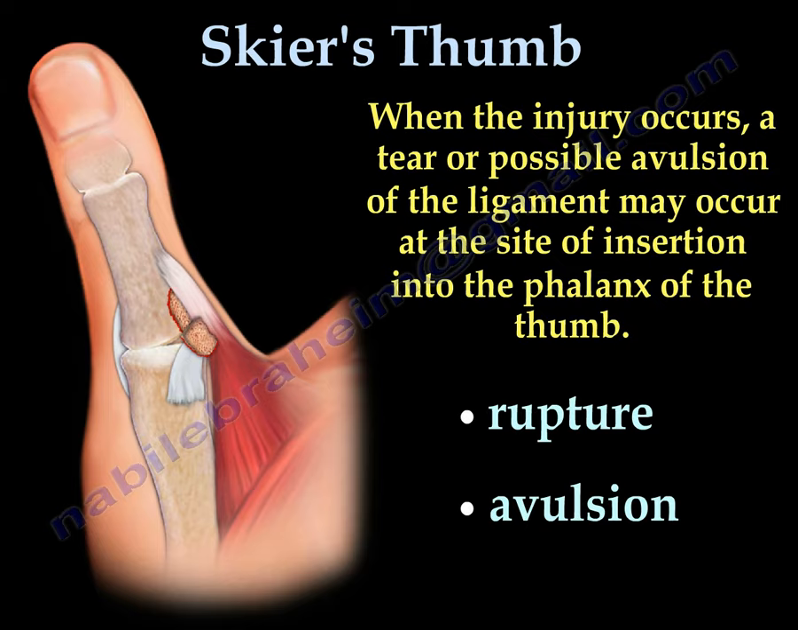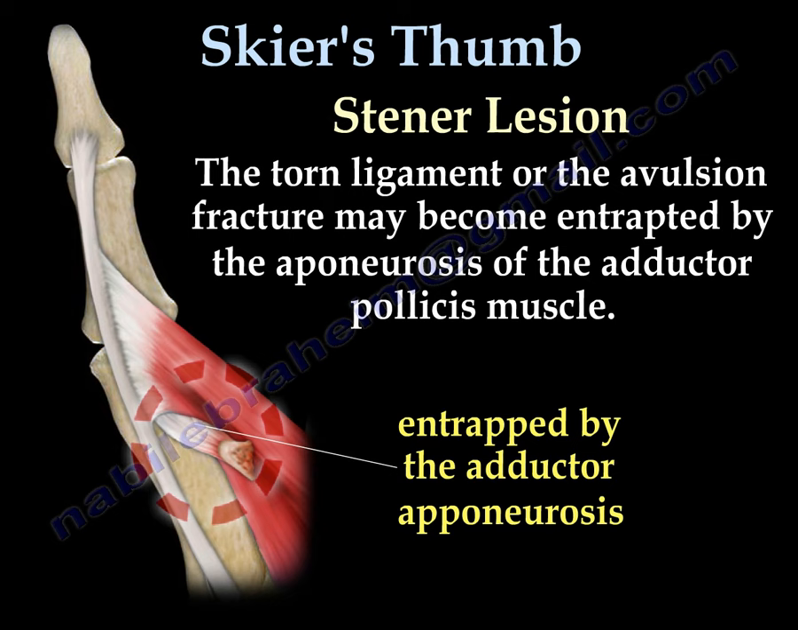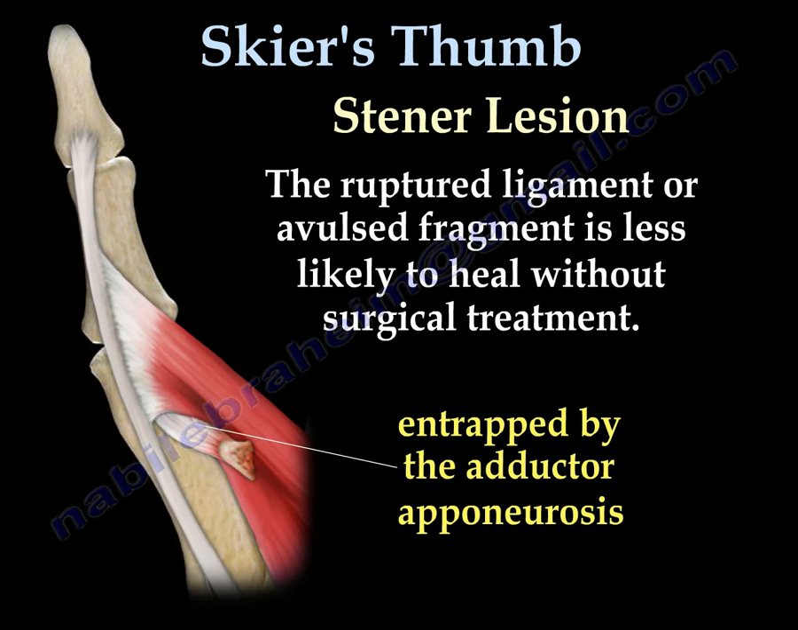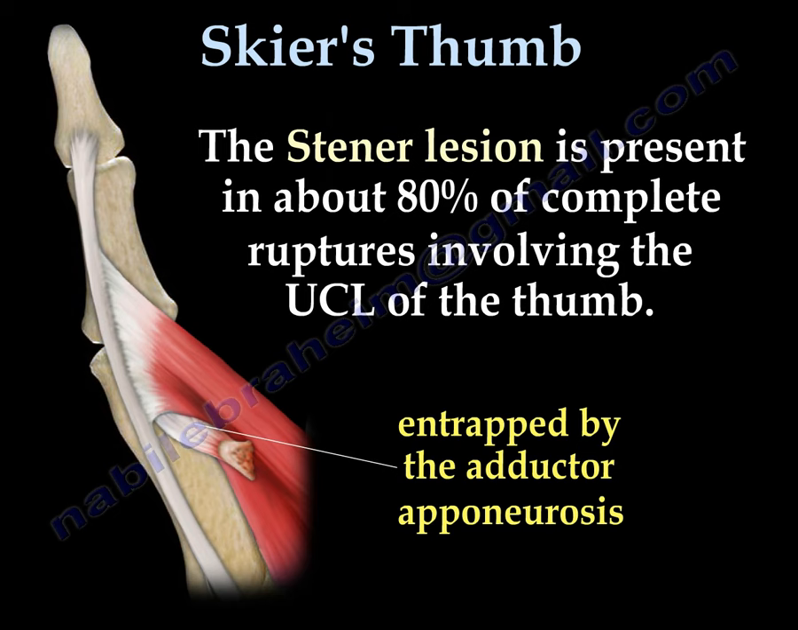Stener lesion. The torn ligament or the avulsion fracture may become entrapped by the aponeurosis of the adductor pollicis muscle. The ruptured ligament or the avulsed fragment is less likely to heal without surgical treatment. Stener lesion is present in about 80% of complete ruptures involving the ulnar collateral ligament of the thumb.